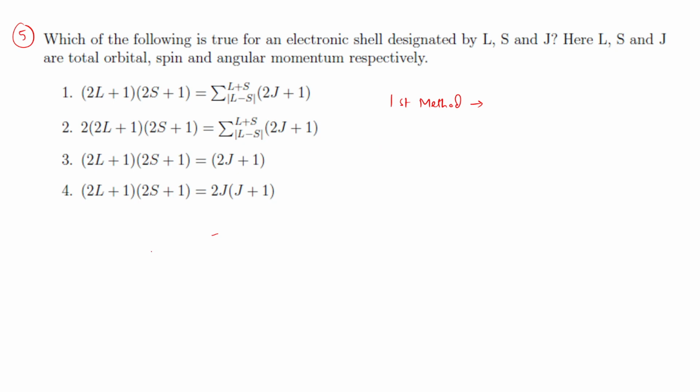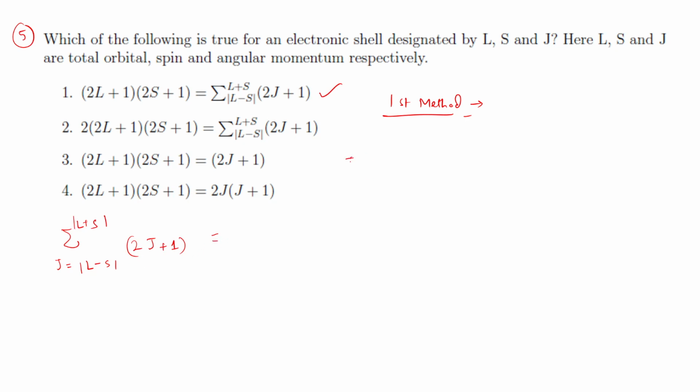So let us understand how we can do this. We have to basically calculate this quantity, the sum over J, where J can take values from L minus S to L plus S, of 2J plus 1. What is this value? How can we do that?